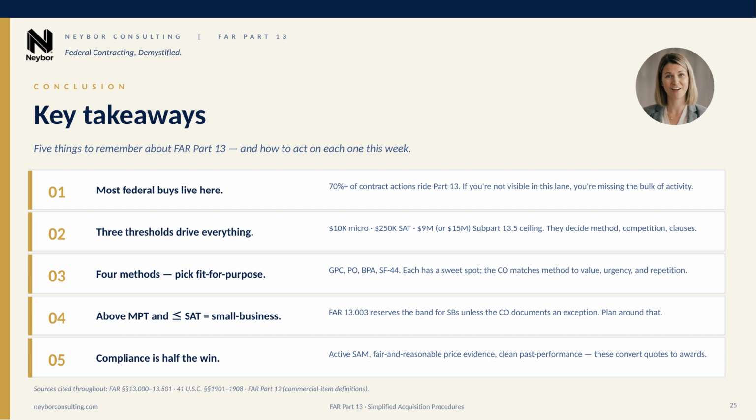5. Compliance is half the win. An active SAM record, documented fair and reasonable pricing evidence, and a clean past performance write-up are what turn quotes into awards under Part 13.